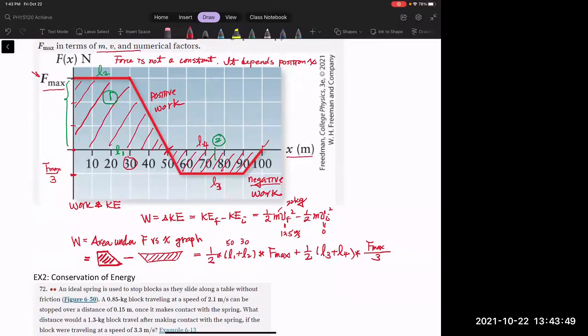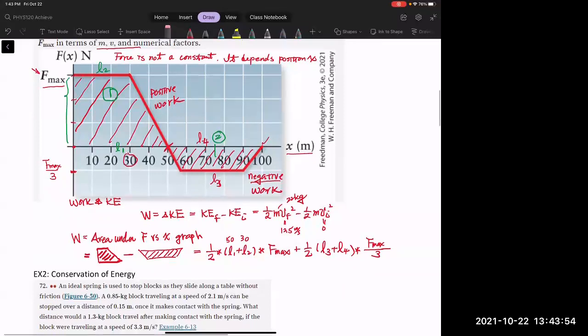And that is how you're going to calculate this. I'm sorry, this should be negative. I forgot. This should be a negative here. So that's your total work. Once you find the total work, then how do you solve this problem?